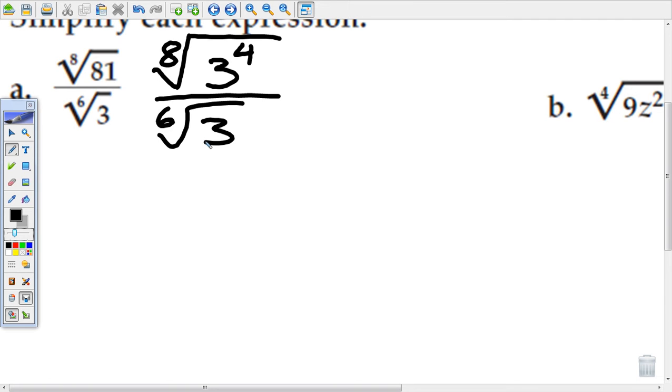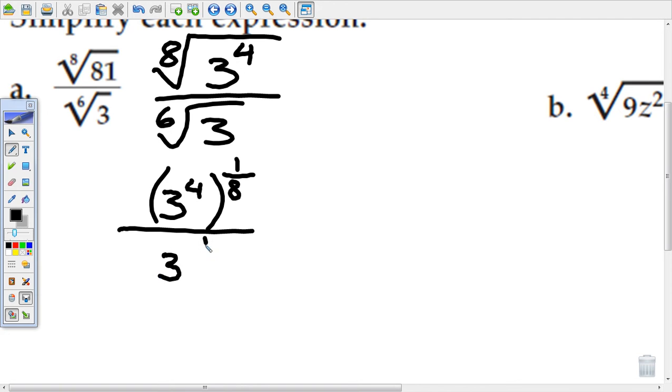Now we can write all these radicals as fractions. So when I do that, this 8th root of 3 to the 4th becomes 3 to the 4th raised to the 1/8. On the bottom, I have 3 raised to the 1/6. And as Xander already reached the conclusion, this 4 times 1/8 makes 4/8, which is really 1/2.